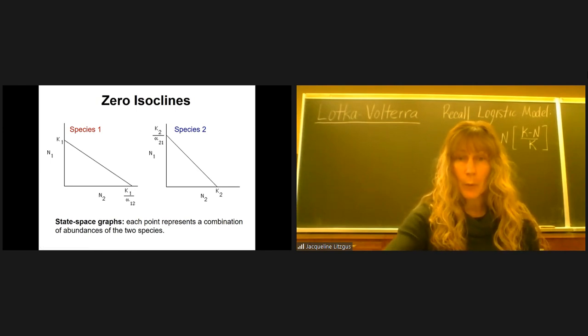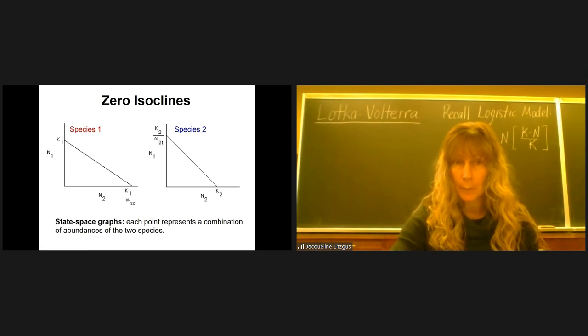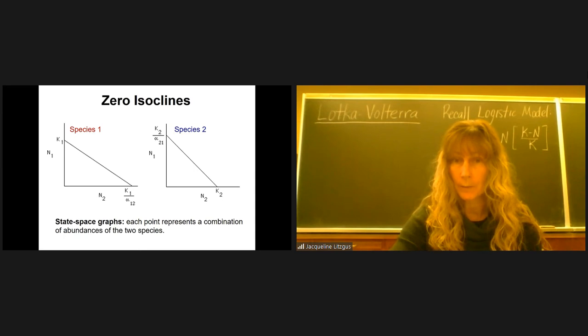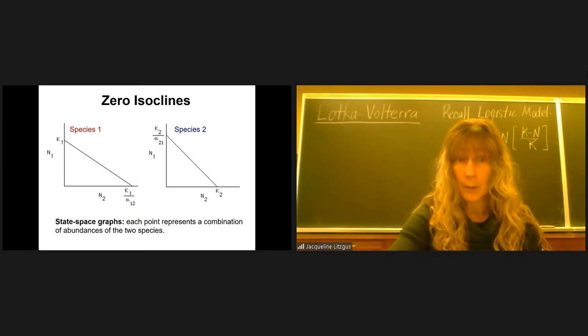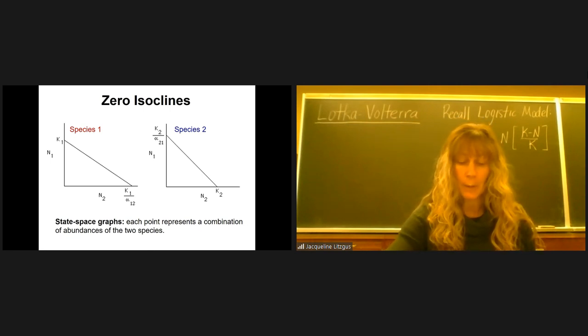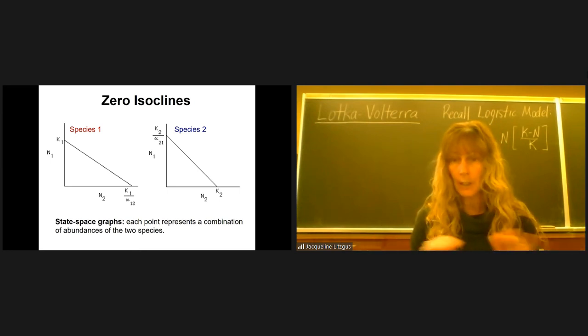And so at every given point, if we go back to this one for species one, at any given point along that line, it represents the combination of abundances for the two species where species one is not growing. Its growth is zero, okay? So it's the zero isocline for species one. So the XY coordinates for here, this is the combination of species two and species one abundances for which species one is not growing, zero growth, okay? So the combination of abundances of the two species where species one's population is not increasing or decreasing, right?